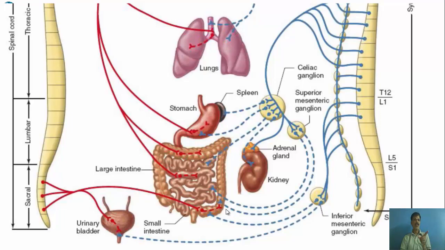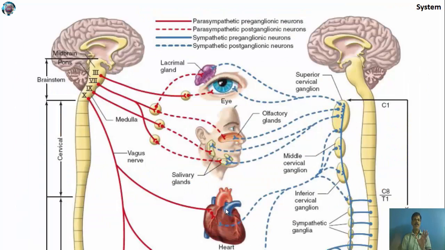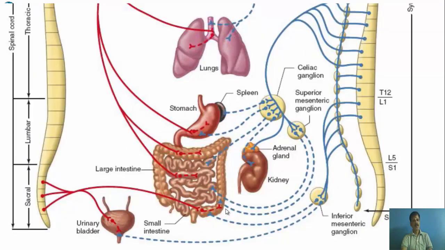So a single cranial nerve, the tenth, is going to provide its parasympathetic preganglionic neuron to all these major organs like the heart, lungs, stomach, large intestine and small intestine.